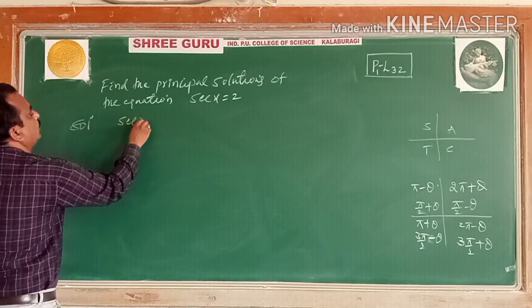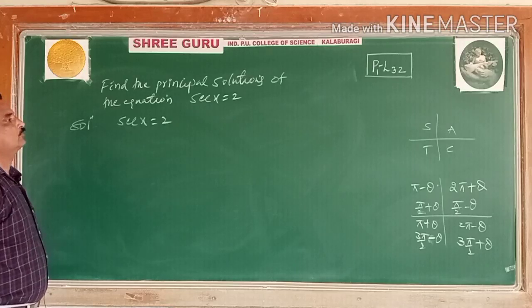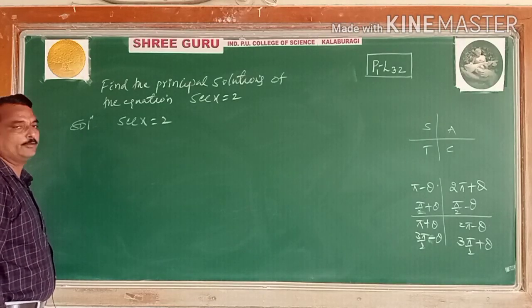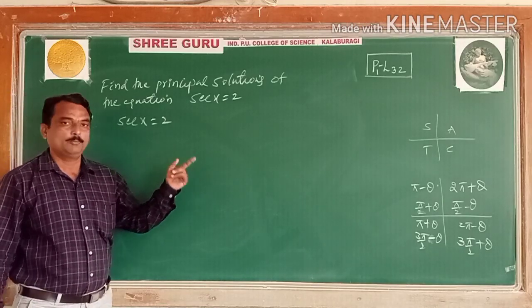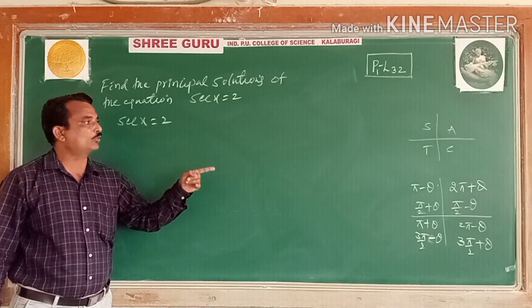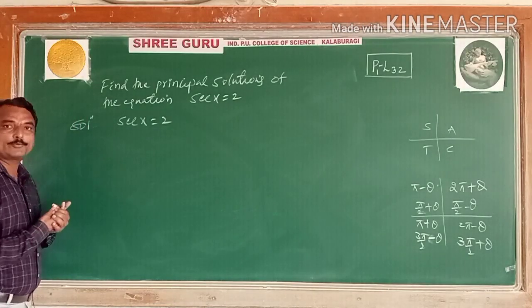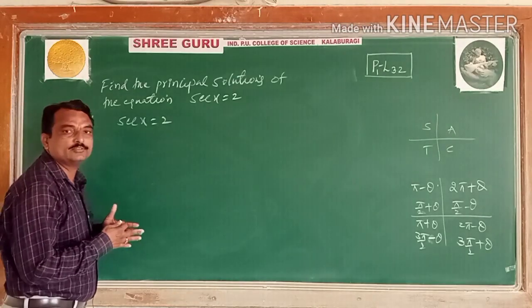Solution. Sec x equal to 2. You know very well it is a positive value. Sec is positive in the first and fourth quadrant, and negative in the second and third quadrant. Now, you know the value of sec of what?